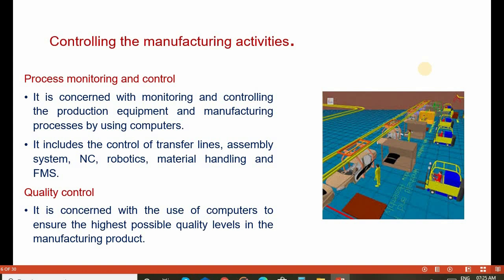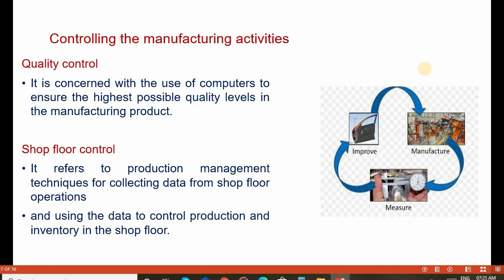Quality control is another manufacturing activity. It is concerned with the use of computers to ensure the highest possible quality levels in the manufactured product. Another controlling activity is quality control, so we discuss the highest possible quality of the manufactured product.